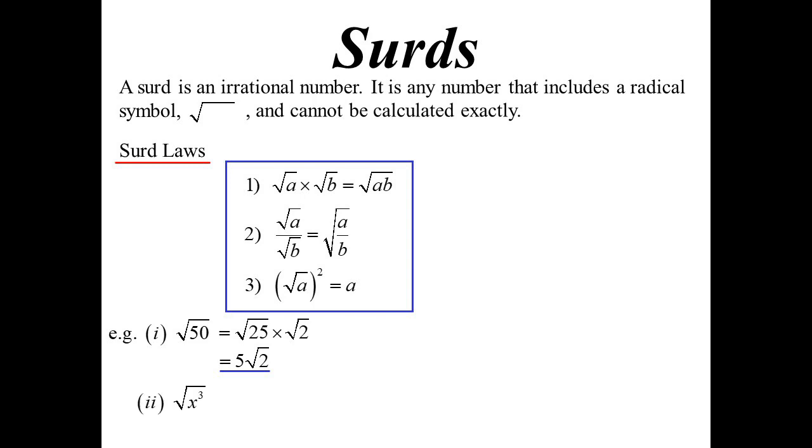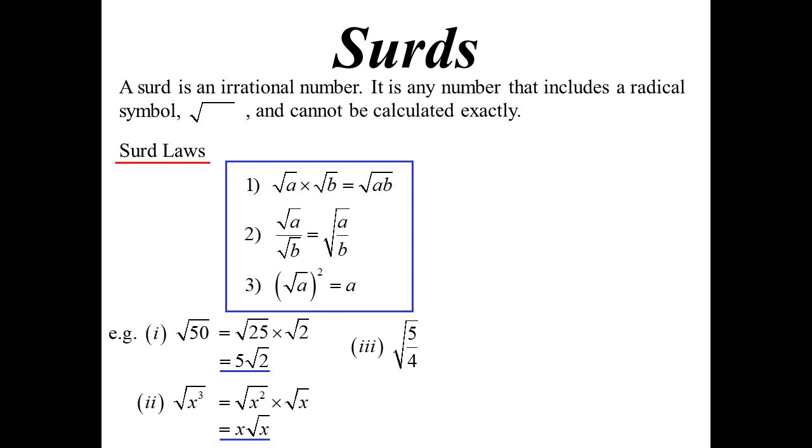Square root of x cubed, we talked about this one when we were looking at index laws before, but we need to simplify this surd, remembering x cubed is actually x squared times x. There's your perfect square. Square root of x squared, well, technically, like I mentioned the other day, it's actually the absolute value of x.